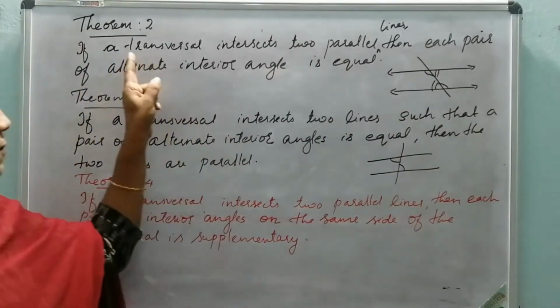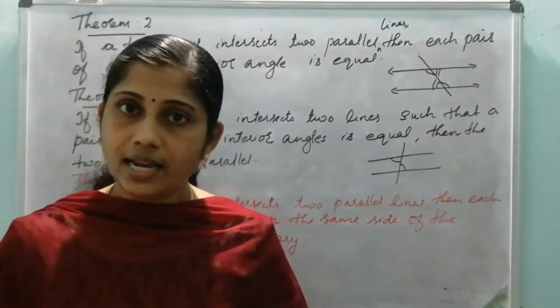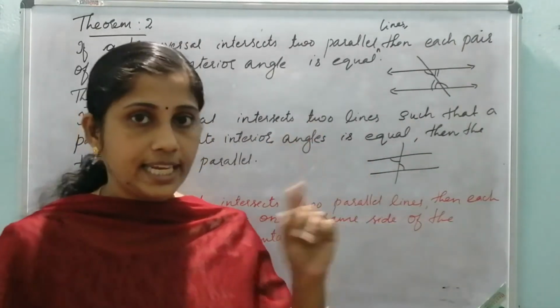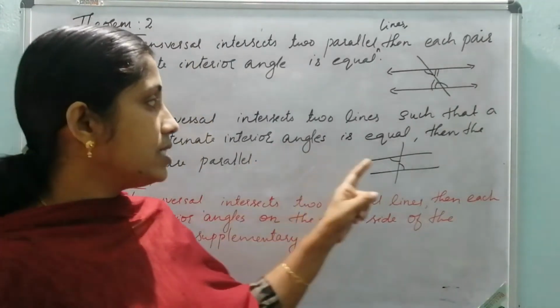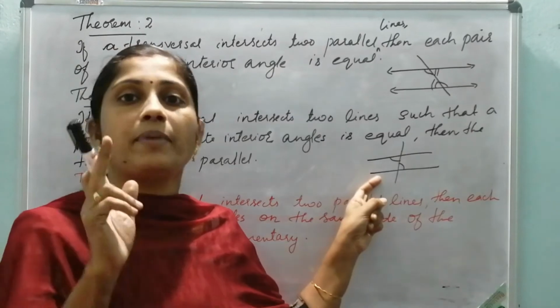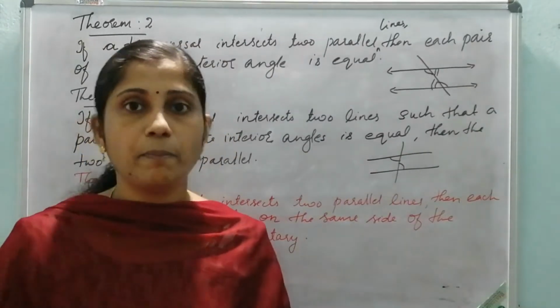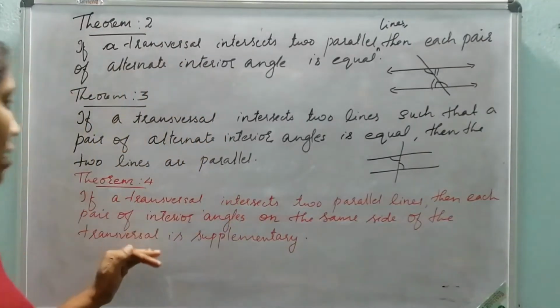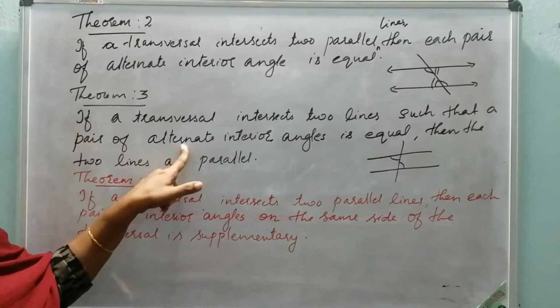Theorem 2 says that if a transversal intersects two parallel lines, then each pair of alternate interior angles will be equal, and theorem 3 says that if the transversal intersects two lines and a pair of alternate interior angles are equal, then the lines will be parallel. Then the same way we can look at theorem 4. What is theorem 4?